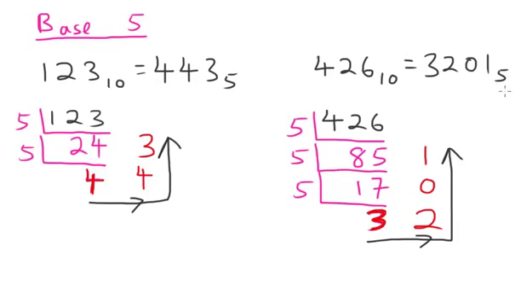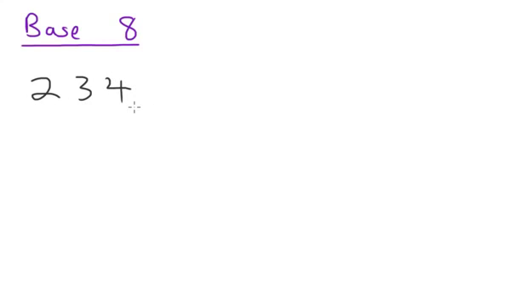So this is how we convert the number from base 10 to base 5. Now, we still have another number base to go, which is base 8. So how do we convert a number from base 10 to a number in base 8? Now, what will be your lucky number? Let's use 234. This is in base 10, and we want to convert this into base 8.